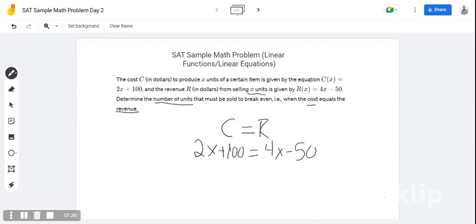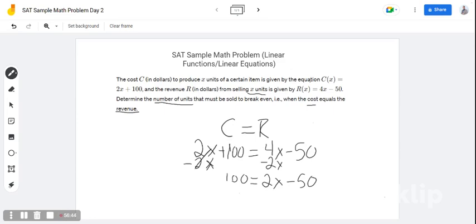So to get rid of the 2x, I'm just going to take it away. But in order to keep our equation equal, meaning the left side equal to the right side, if I take away 2x from the left side, I've got to take away 2x from the right side. By doing this, the x's on our left side will cancel each other, leaving me with just a constant of 100, equaling, on the right side, if I subtract 2x from 4x, I'm left with 2x - 50.